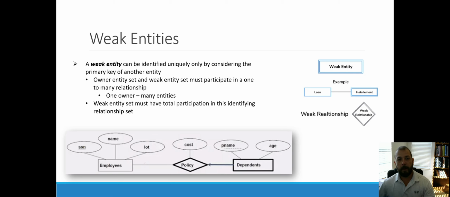Oftentimes in an ER diagram, a weak entity is outlined by a double-lined box or a double-lined entity square. And if it's a weak relationship, which is the case here for the insurance policy, it will be a double-lined diamond as well. So just understand that there are weak entities out there.